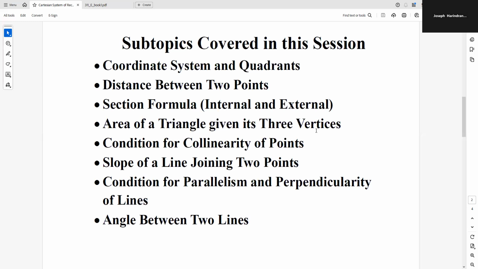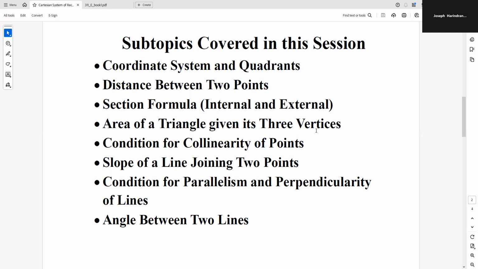First of all, the coordinate system and quadrants we will see. It's an introduction to coordinate geometry, which you already have learned in secondary grade, 10th standard. Second thing is the distance between 2 points. This has already been covered in 10th grade.